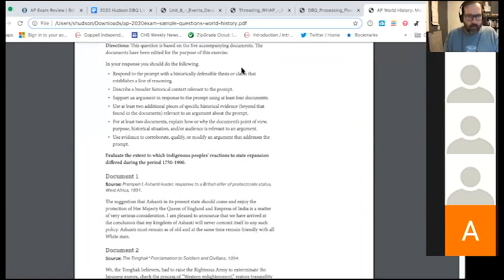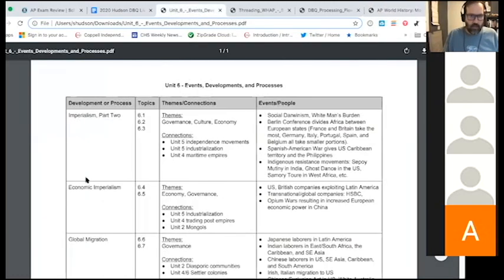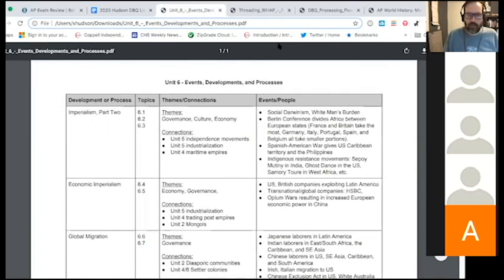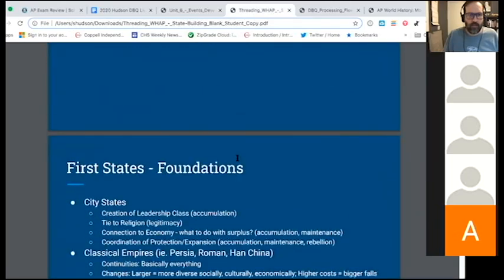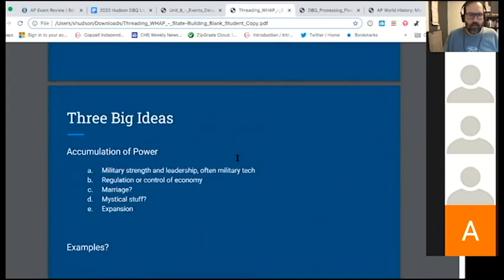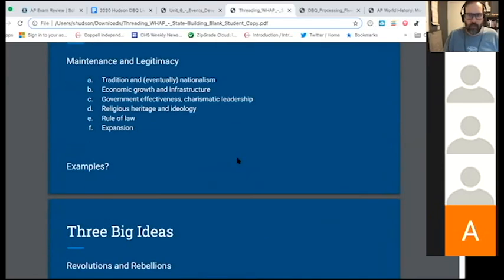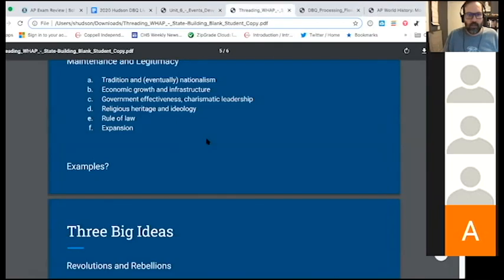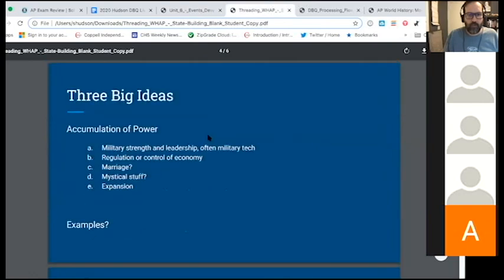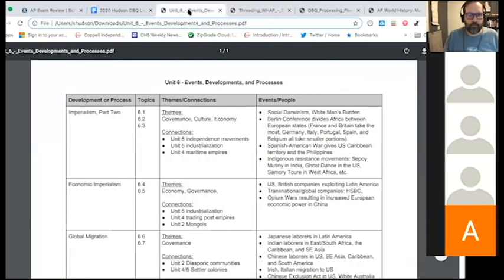All right, so I know unit 6 is imperialism part 2, it's state building, and if I'm looking at what the big ideas are going to be for this, it's accumulation of power, because it says state expansion. If I'm looking for some other stuff to talk about from the political realm, this might give me a little bit, depending on what the documents say, but it's definitely expansion.